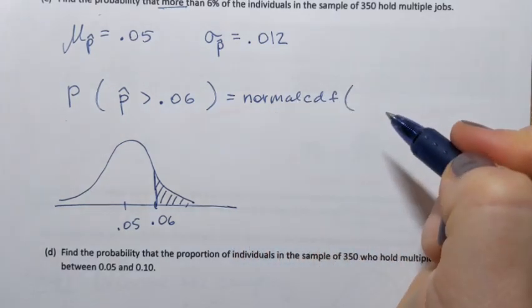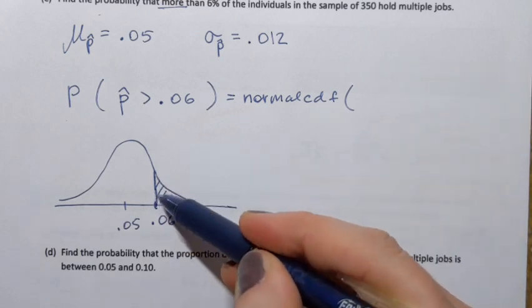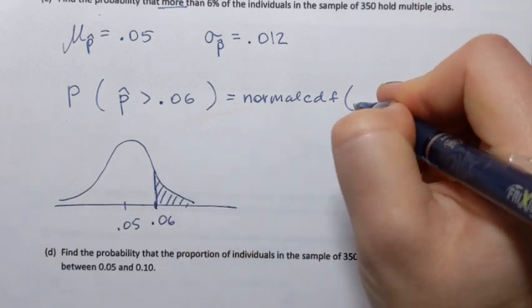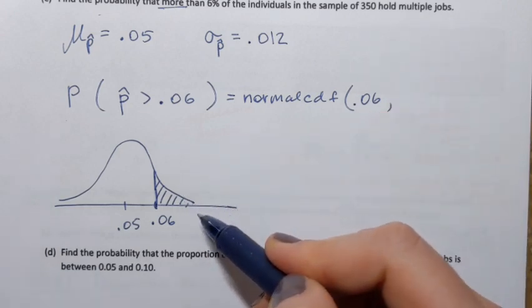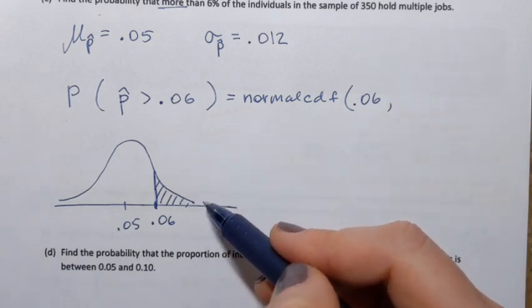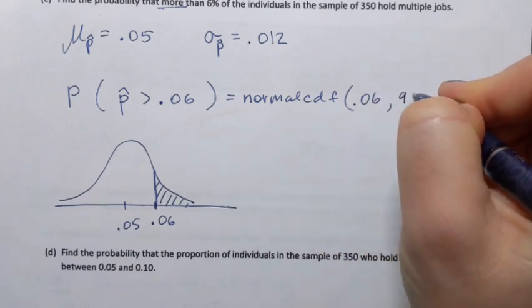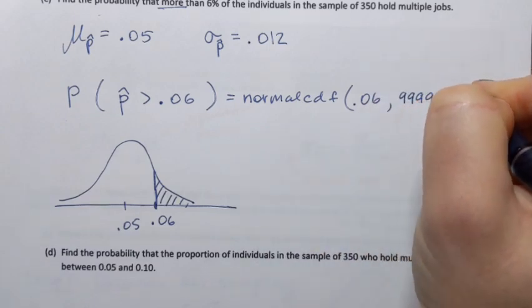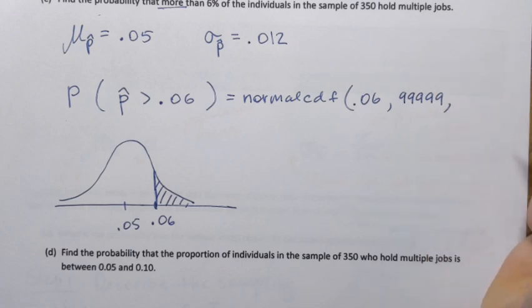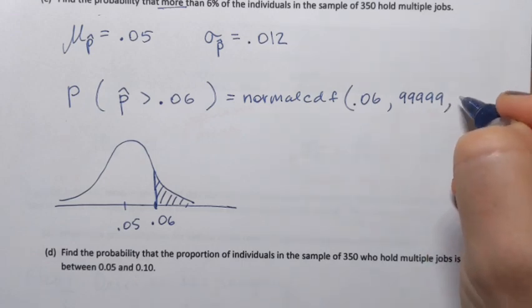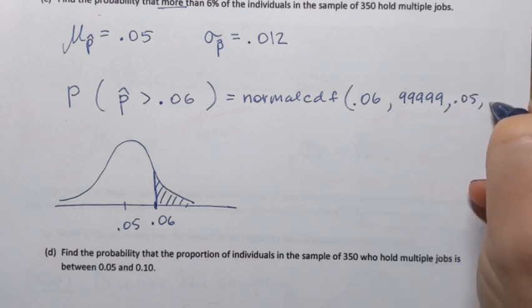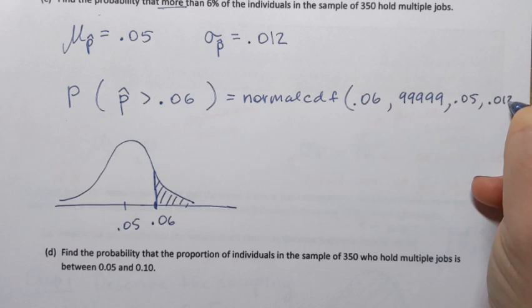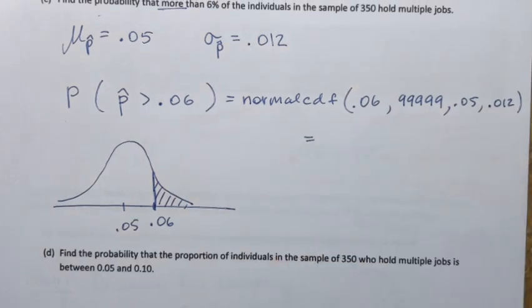The number that we'll have to enter: the lower boundary of this region is at 0.06. The upper boundary is not given. Well, there is no upper boundary, which means I'm using some very large number. I'll use just 5 nines right here, 99999. Mean is 0.05. Standard deviation is 0.012. Let's see what it is.